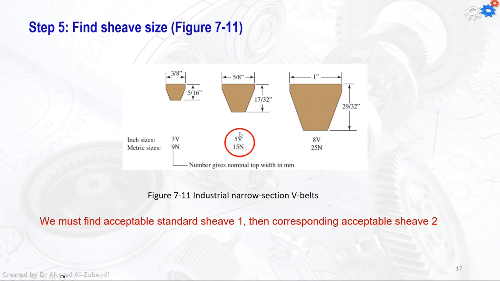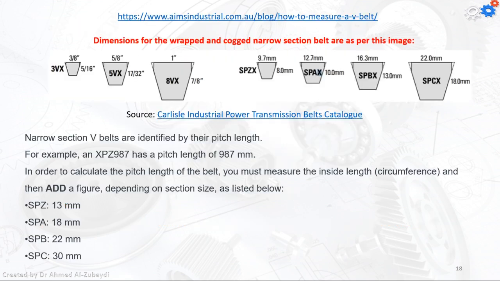So that's what we have for the 5V or the 15N, that's in the metric system. It's going to be the one with a dimension of 5 and 0.8 and 17.32. Actually, that's not how to read the inches, but in general that will be the distance. So we must find an acceptable standard sheave 1, and then the corresponding acceptable sheave 2. I got that from a different reference about how to do that.